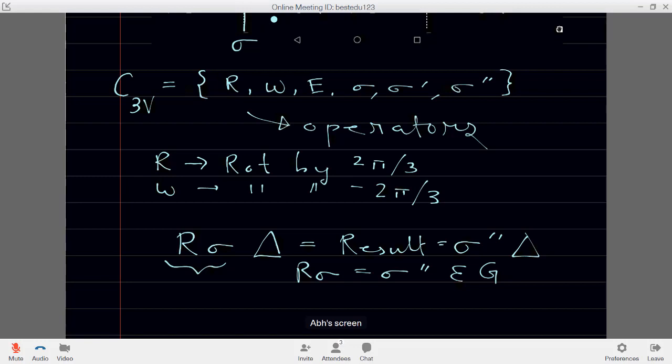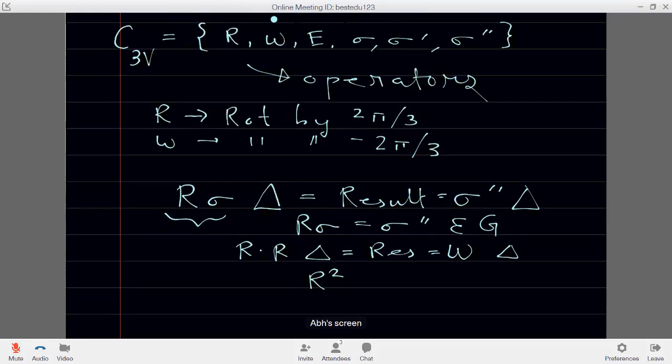Similarly, if you take R and multiply it with itself and make it act on the equilateral triangle, whatever result you get, the same result will be reproduced when you apply W on the equilateral triangle. That means the operator R square belongs to G, because R square is nothing but W. Similarly, you can check the closure property, associative property, inverse property, and the identity. I already included the identity element, which is E.